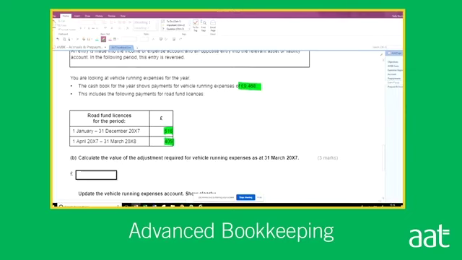So the question that we're asking here is we need to calculate the value of the adjustment required for the vehicle running expenses as at the 31st of March X7. So we've paid 9,468. And within that 9,468, we've got 516 that relates to a license from the 1st of January to the 31st of December. And then we've got one that relates from the 1st of April to the 31st of March. So guys, can you quickly calculate how much we have prepaid for this financial year? What will the adjustment for that prepayment be within this question?